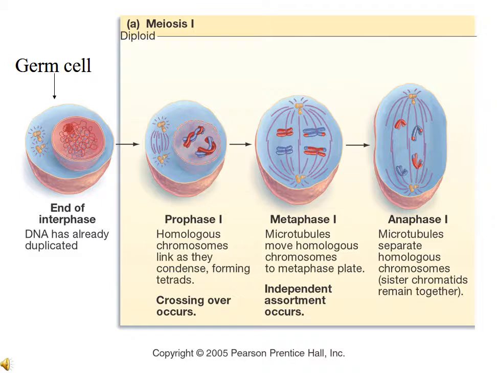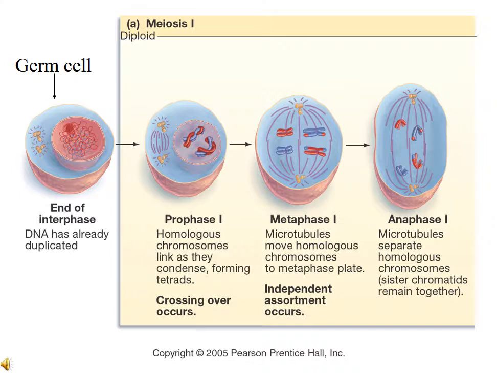So now let's look and review this overall process. Remember, meiosis' total purpose is to make sperm and egg. As we look at this cell to your left, we see that this cell is in the process of finishing off interphase. The DNA has already duplicated, and this cell is destined to form either a sperm or an egg.